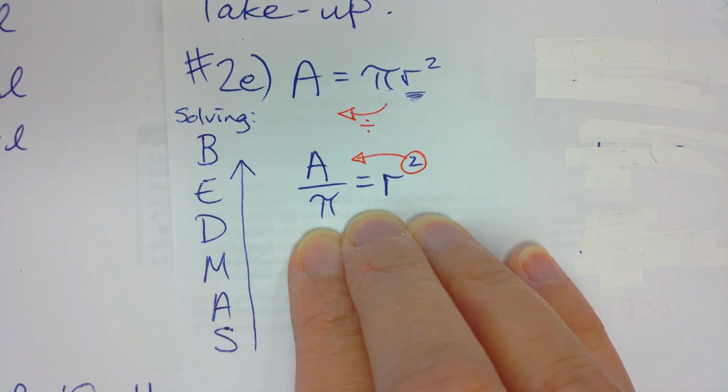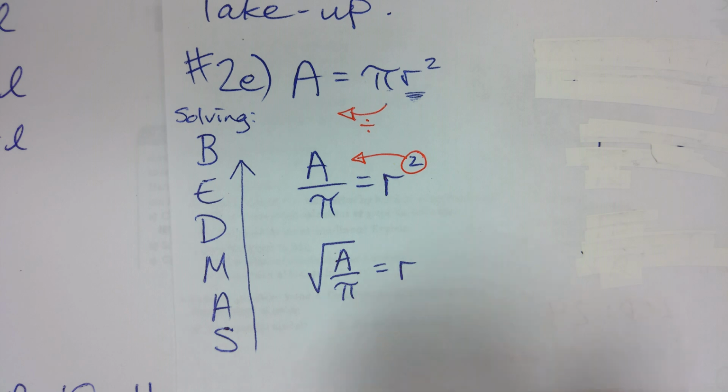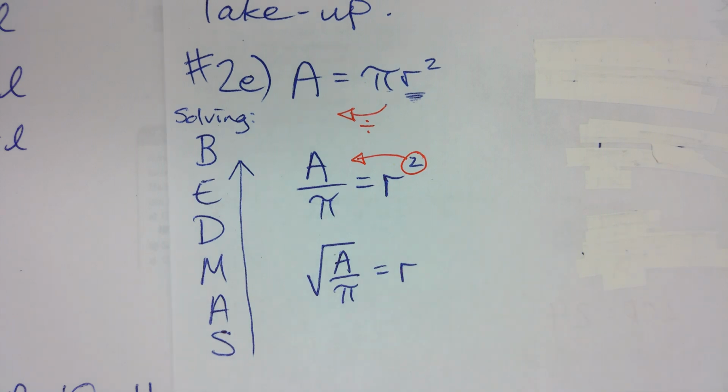So what's the opposite of square? Square root, right? So then that's your answer. Okay, it looks very weird, but that is the correct answer. You're not going to get a number for your answer because you're just rearranging.